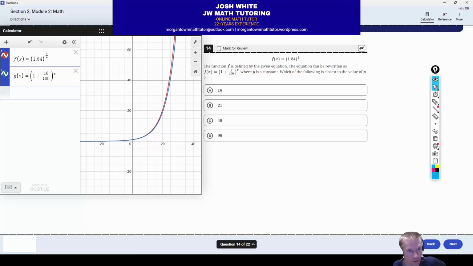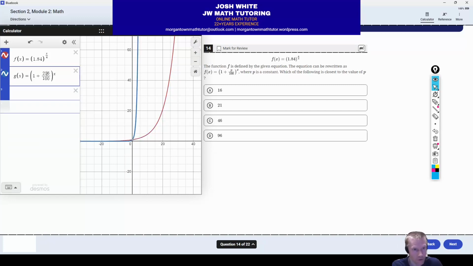So notice this first one is very, very close. It's not quite identical. It's pretty close over here on the left, but once you get past about 15 or so, they start to separate a little bit. But it also says closest, so it might not be exact. So let's check the other answers and see, do they get any closer?